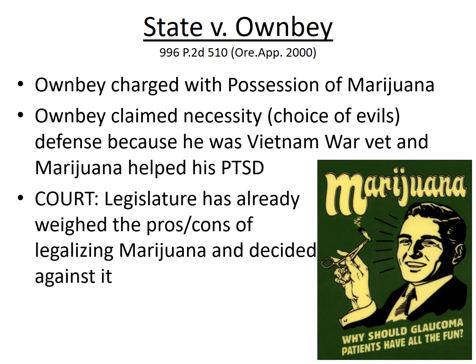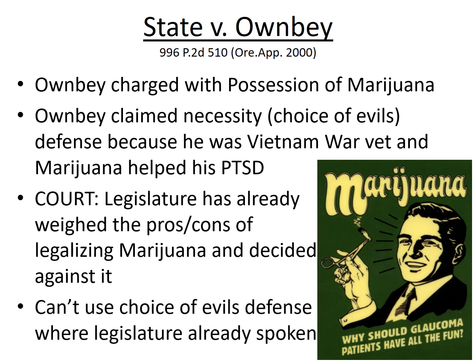But the Oregon Court of Appeals said the legislature has already looked at this issue. They've weighed the pros and cons of legalizing marijuana, and they decided against it. And we're not going to let you use the choice of evils defense when the legislature has specifically looked at it and specifically made up their mind that we're not going to allow it. So in this case, anyway, of course, this is before Oregon legalized marijuana. They're saying if the legislature's already looked at this issue and already decided against it, we're not going to overturn the legislature.